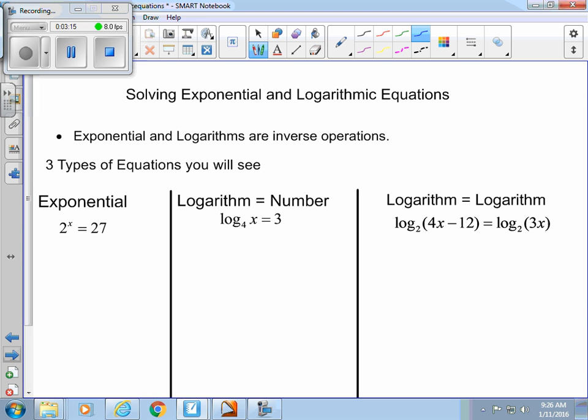Okay, so there are 3 types of equations that involve exponentials and logarithms that you will see. There's equations that start out as exponentials. There's equations that start out as a logarithm equals a number, and then there's equations that start out as a logarithm equals a logarithm. And so we're going to talk about how to solve each individual case.